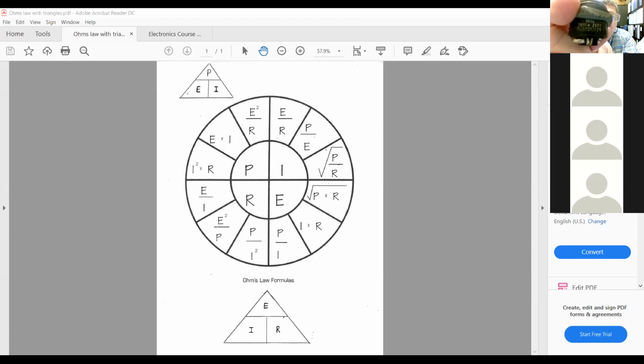1.4583. No, there's something wrong with the calculation there. 3,500 divided by 240. I got 14.58. Oh, 3,500. I missed a 0. Yeah, 3,500. That is 14.583. 14.58. And that's going to be how many? What unit is that? 14.58 what? Amps. Amps, exactly.